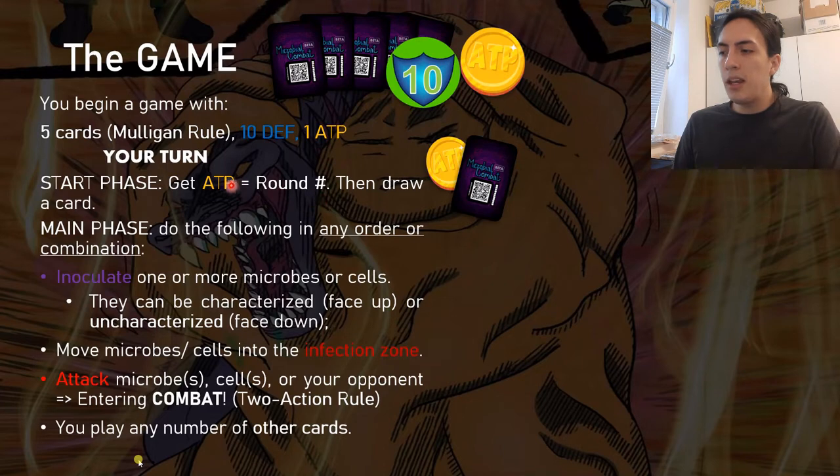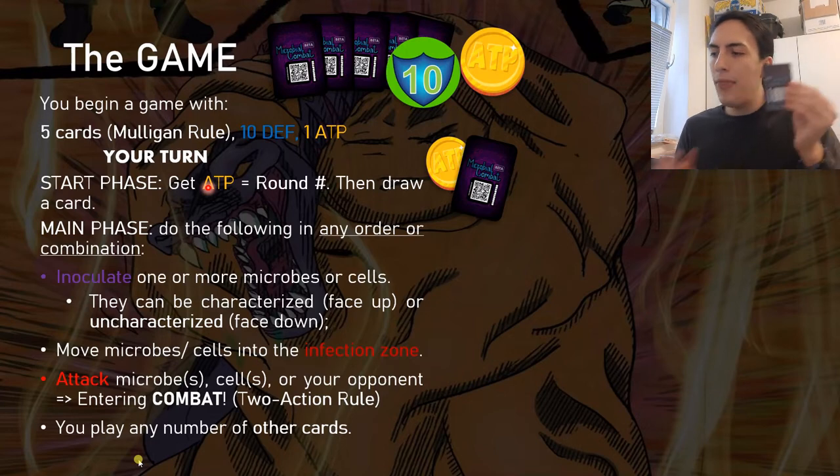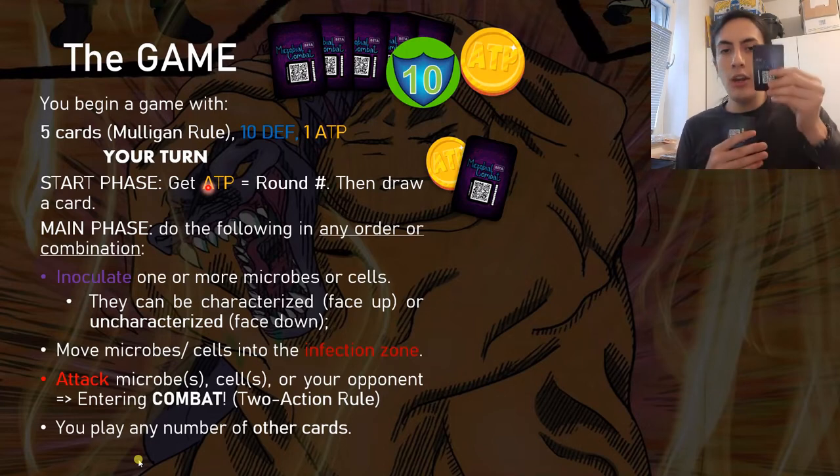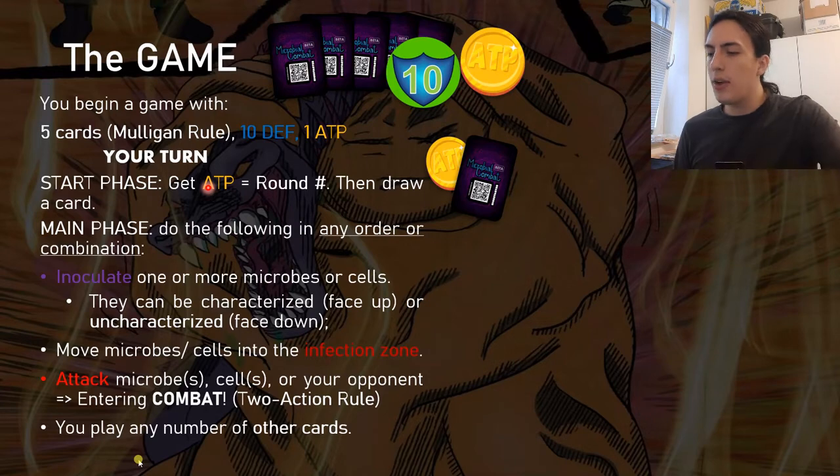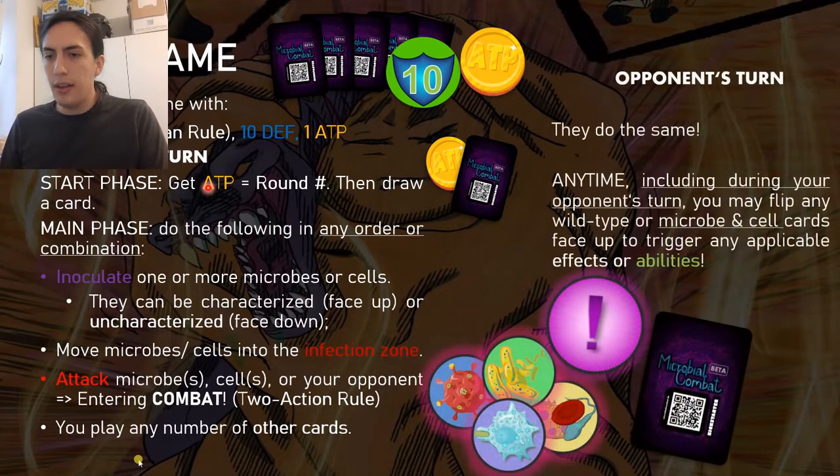So at the beginning of your turn, you get the ATP that you should have for that round, then you draw a card, and then you can do all of the things that we've mentioned. You can inoculate an organism in your inoculation zone. You can move organisms into the infection zone. You can attack other organisms or your opponent if you're able to. And you can play any number of other cards, so long as you've got the ATP to pay for them.